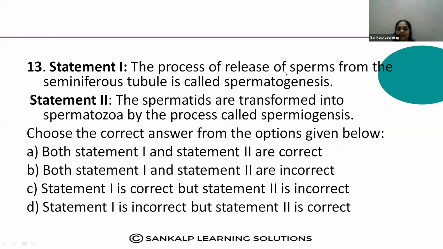13th question. Read the statement properly. Statement 1. The process of release of sperms from the seminiferous tubule is called spermatogenesis. Statement 2. The spermatids are transformed into spermatozoa by the process called spermiogenesis. Choose the correct answer. Which statement is correct, which one is not correct? Tell me the correct answer in the chat box. What is the answer for the 13th question? Which statement is correct here?